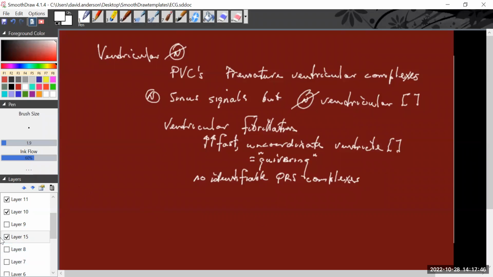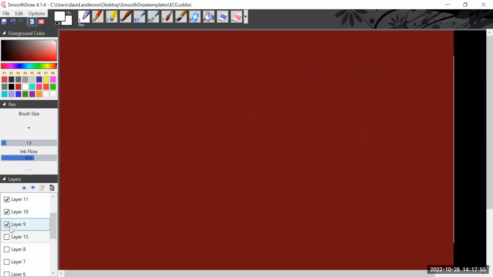So what is this going to look like? We're going to look at premature ventricular complexes right here. Why didn't that show up? Slide 9 should show up.